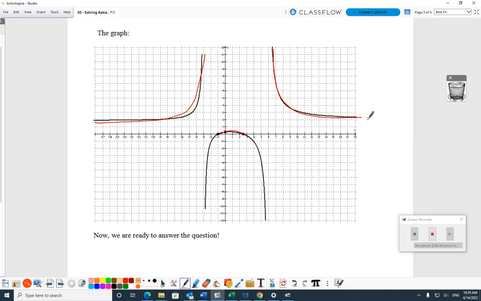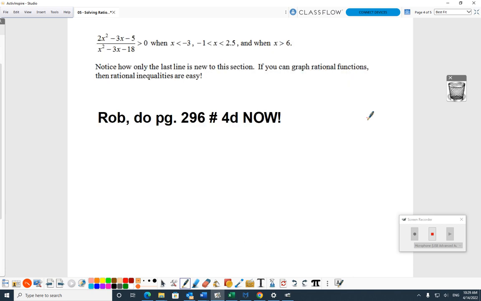Here you do see the horizontal asymptote and the Y-intercept. But you don't need those for the interval chart. Now we're ready to answer the question. So there's the final answer. I wrote it on the other page there, but there's the technical way to write the final answer. Every homework question, you have to write it perfectly like that. But come test time, it's like, okay, statement at the end and state the whole answer. Notice how only the last line is new to this section. If you can graph rational functions, the rational inequalities are easy.